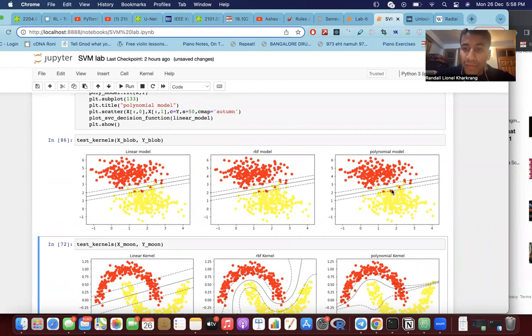And polynomial also, it's a polynomial function, but we have to know that the best fitting polynomial is not a higher degree polynomial, but actually a line. And the RBF, what the RBF does is that it takes an exponential of the norm distance of two points, x1 and x2. What that means is that the more similar you are, the more the margin is surrounding that class. Okay.